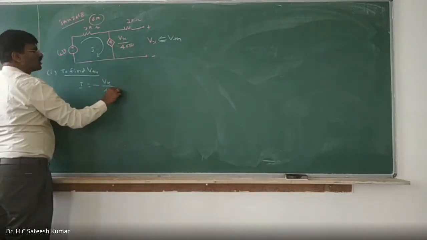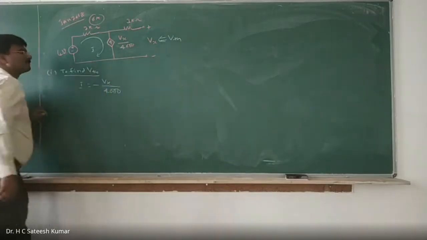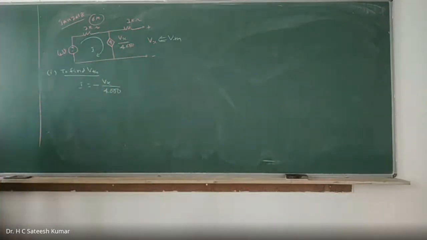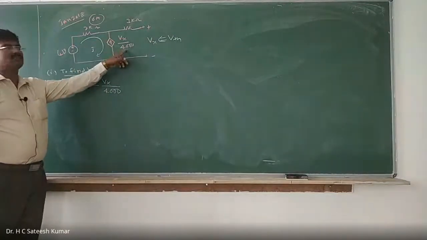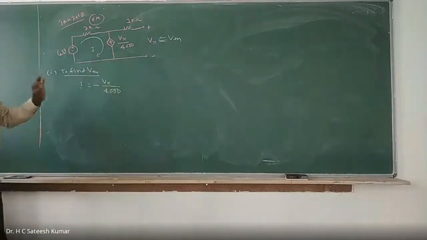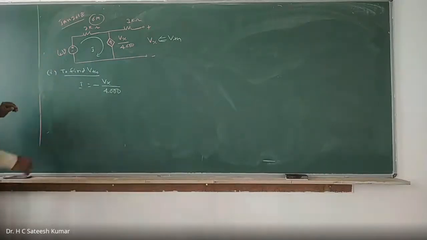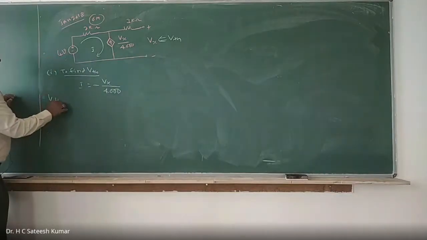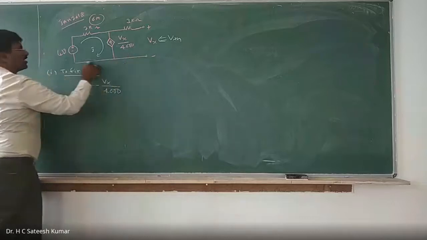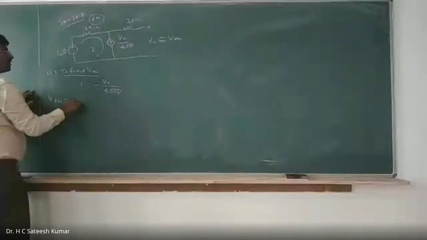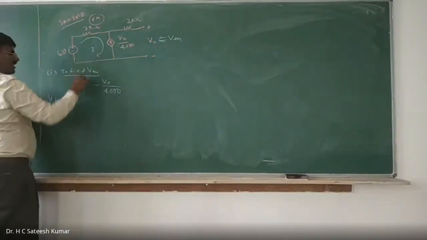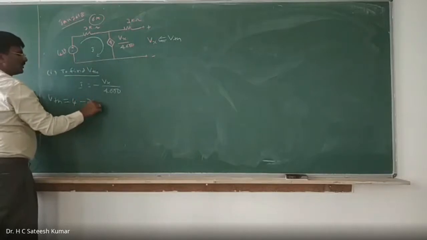Current source in the perimeter of the network. I is equal to, opposite is there, minus Vx by 4000. Carefully observe this one. Now VTH is equal to, go from here to here, plus 4, and same direction, minus 2k into I.